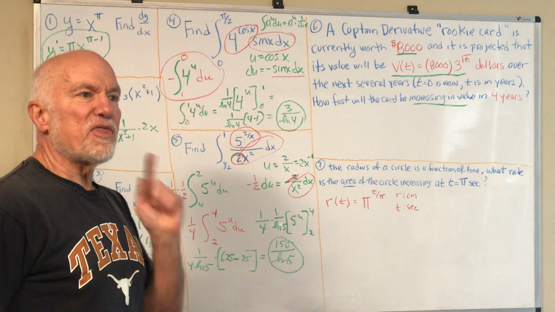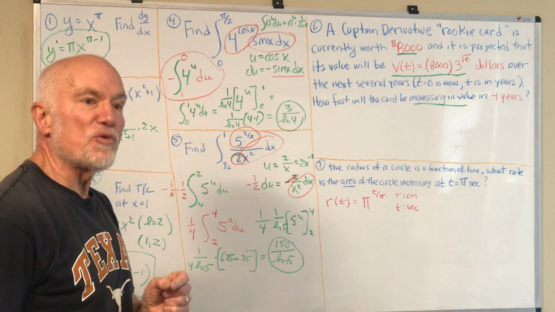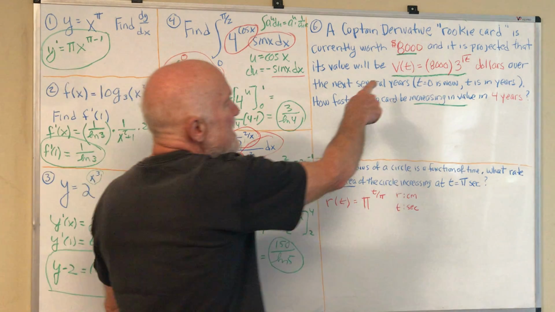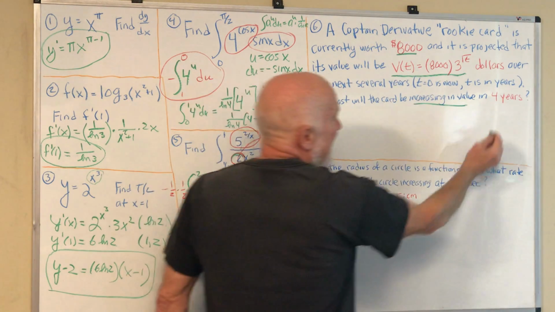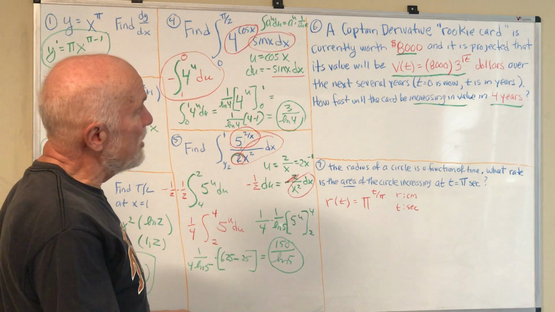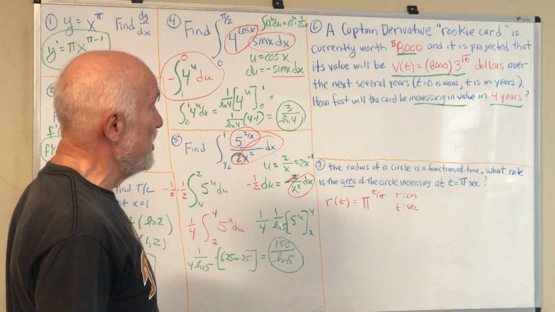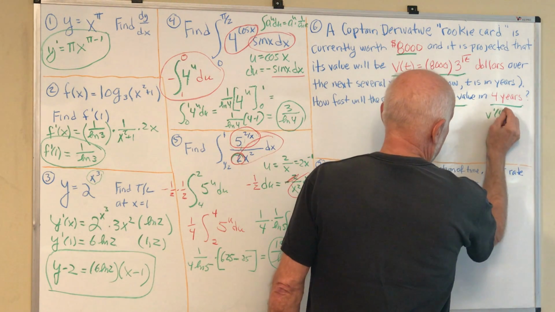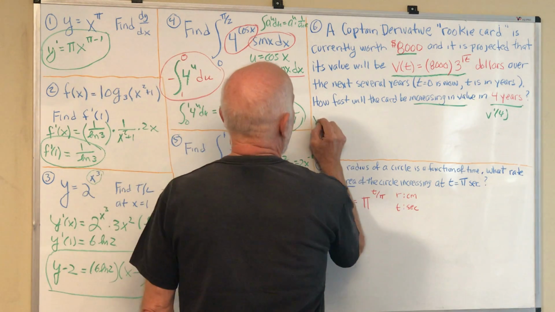So what do we have to think? We're not looking for the value of the card, we're looking for how fast it's increasing. So we want its derivative, its rate of change. So we want v prime of t. So we're going to have to take the derivative, and then it's at 4 years from now. So if t equals 0 is now, t equals 1 would be 1 year from now, so t equals 4 is 4 years from now. So in my mind, I know what I have to find is v prime of 4, and I'll have the answer. So what is v prime of t?